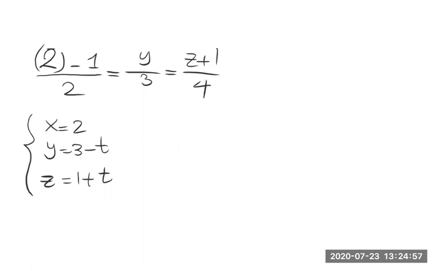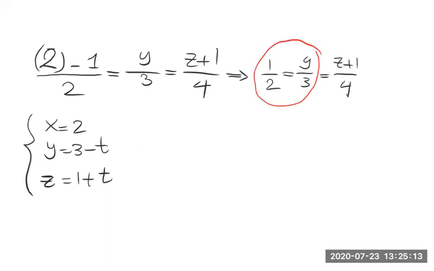So here x is equal to 2. What we get here is that 2 minus 1, which is 1 over 2, is equal to y over 3, which is equal to z plus 1 over 4. Now we should exploit this equation. So look at this thing. 1 over 2 is equal to y over 3. Therefore, if I multiply both sides by 3, y would be 3 over 2.